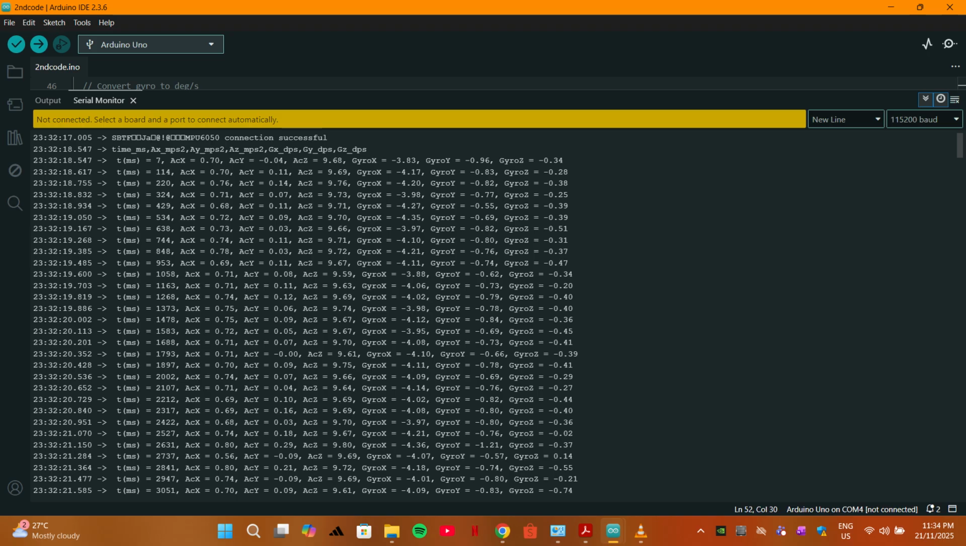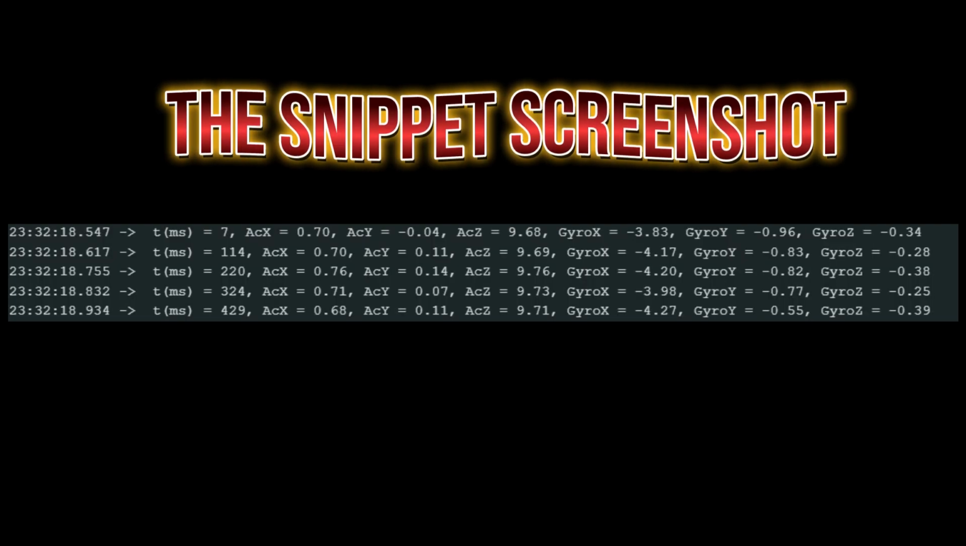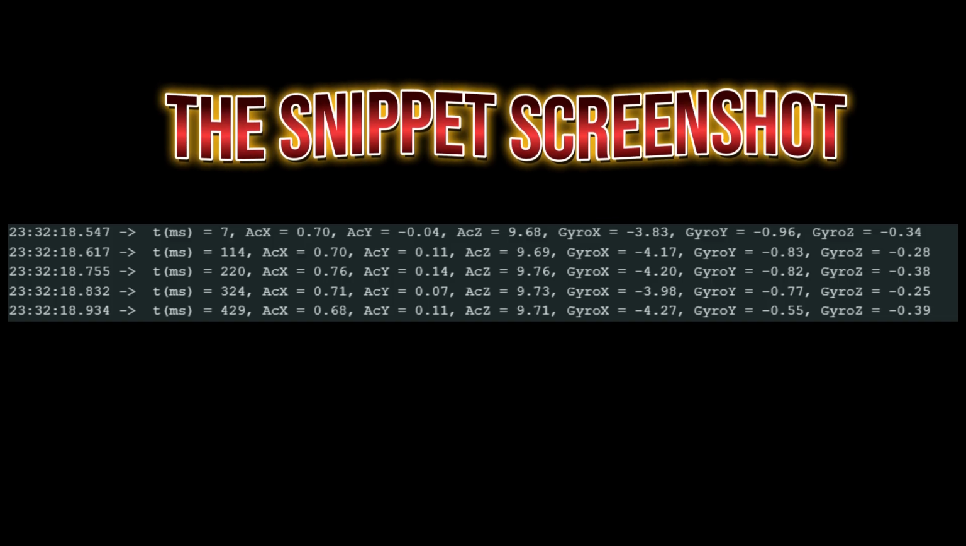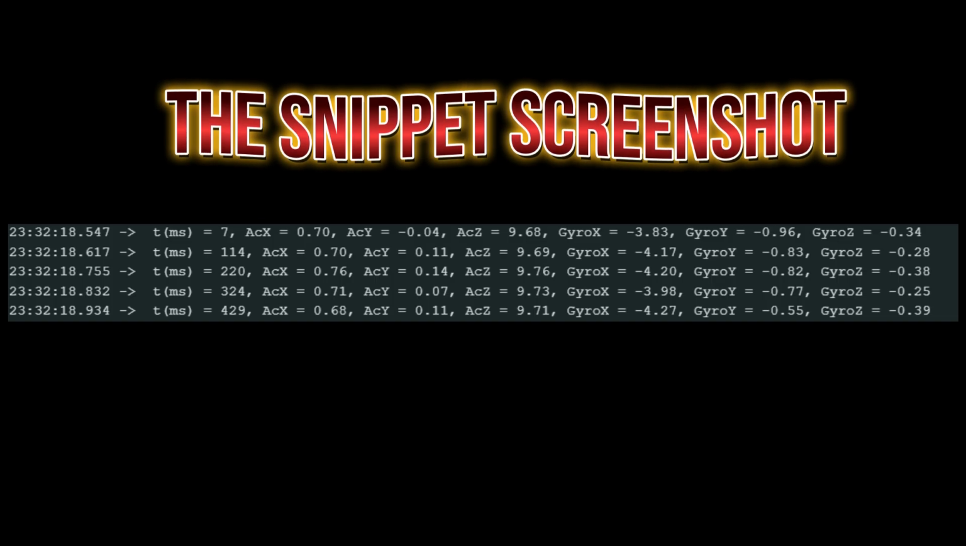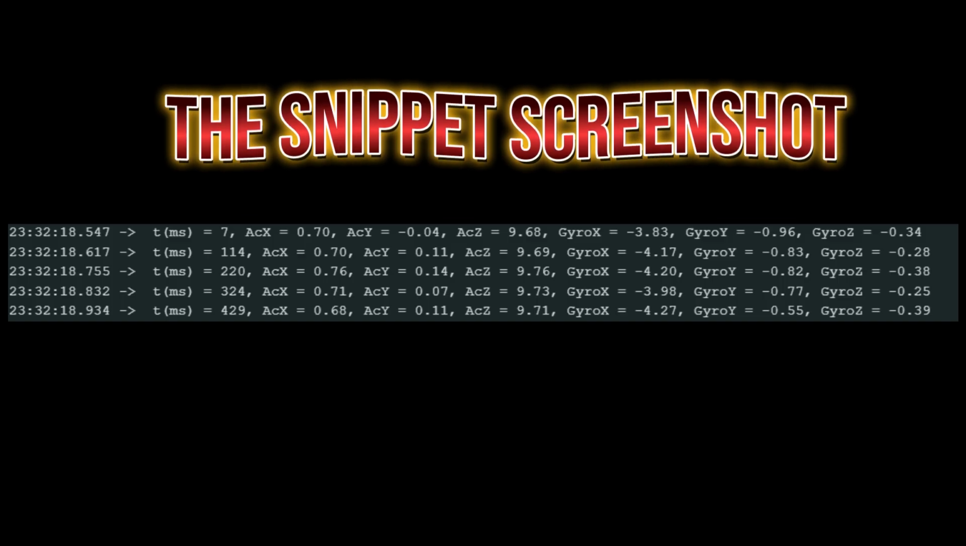This is the serial monitor. Here we can see the live reading. Next, a screenshot snippet will be shown here for the explanation. This table shows a snippet of the raw data collected from the MPU6050. We can see that the acceleration Z values are between 9.68 and 9.76 meters per second squared, which is very close to the gravitational acceleration of 9.81 meters per second squared.